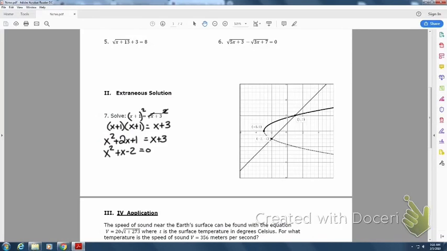And now, somebody tell me what factors of negative 2 add up to positive 1? The other way around. Positive 2 and negative 1, which then give me what 2 answers, though? Negative 2 and positive 1. There you go.